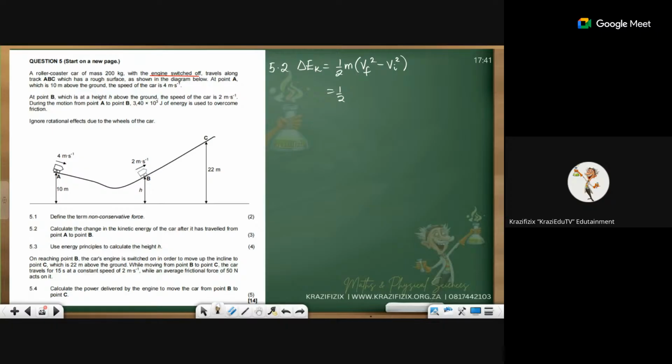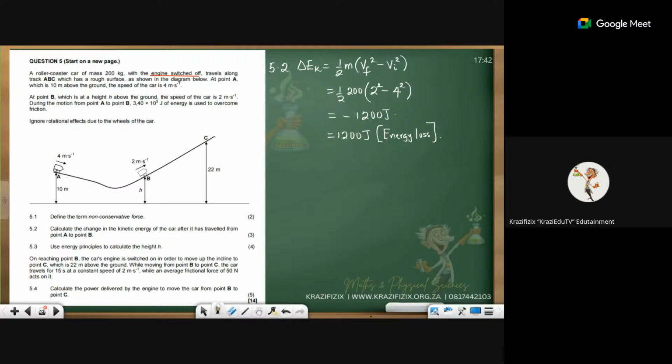What is our final velocity? 2 squared. Please give me an answer. Negative 1,200. But don't leave your answer with a negative. This is simply energy what? Loss. Don't leave your answer with a negative. Why? It is a scalar quantity.